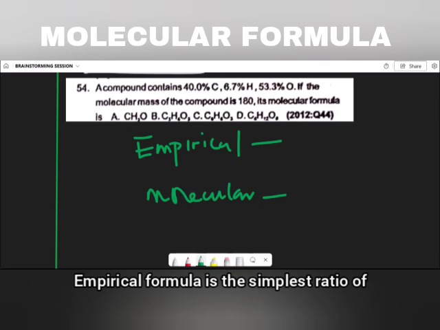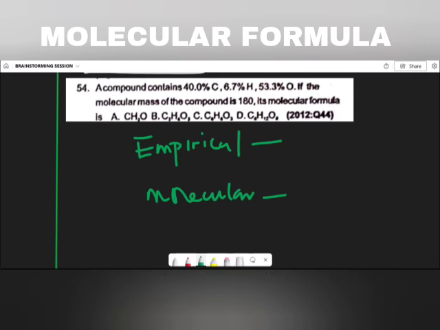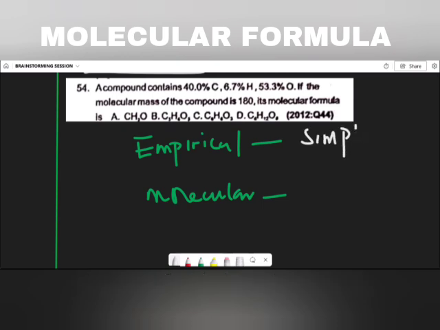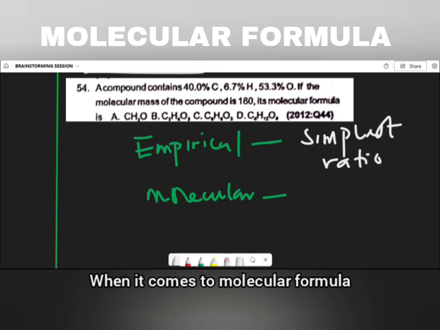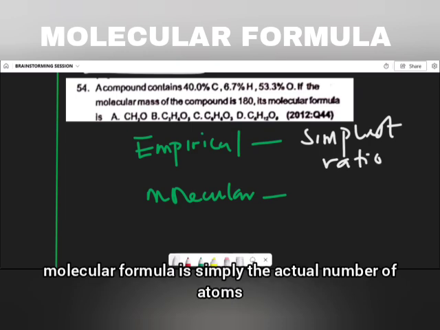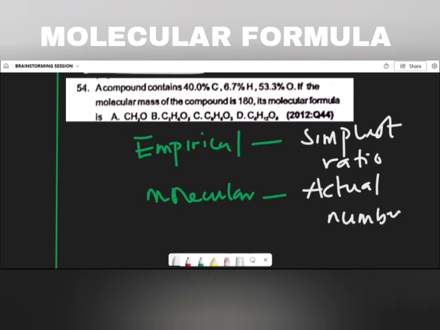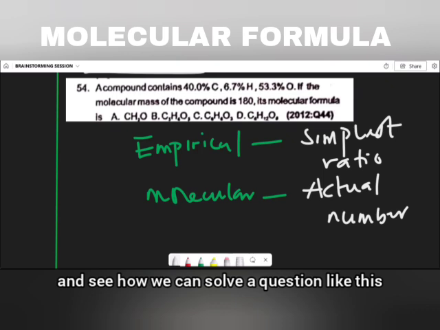Empirical formula is the simplest ratio of determining the unknown of the compound. That means they deal with the simplest ratio. When it comes to molecular formula, it is simply the actual number of atoms found in an unknown compound. Actual number. So let's delve into it and see how we can solve a question like this.